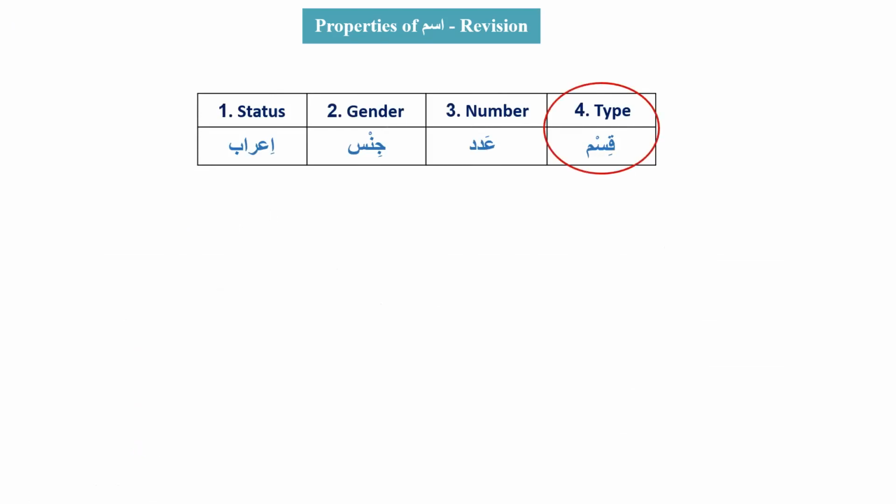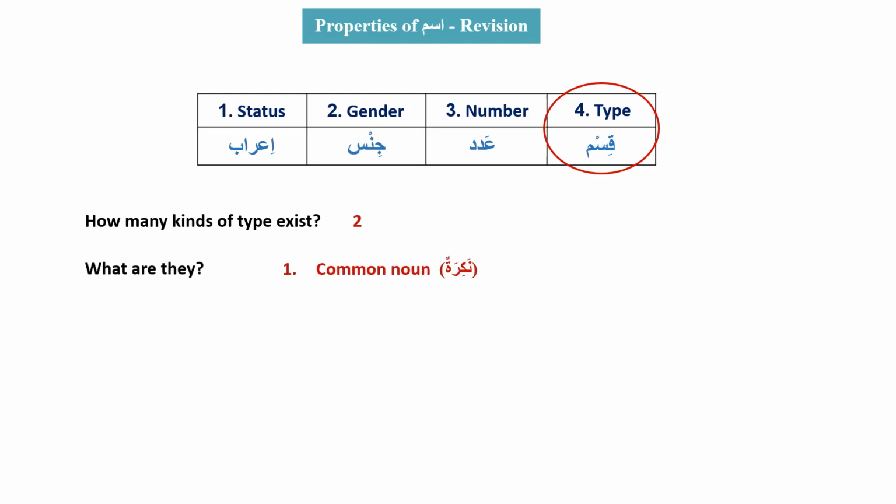All right, qism, type. How many kinds of type exist? If you could recall, it has been a while, but hopefully somebody remembers. Anybody who knows this? Okay, Zainab. There's the common nouns and the proper type? Yeah, you got it right. So there are two types of type. As Zainab was telling us, they are common noun and proper noun.